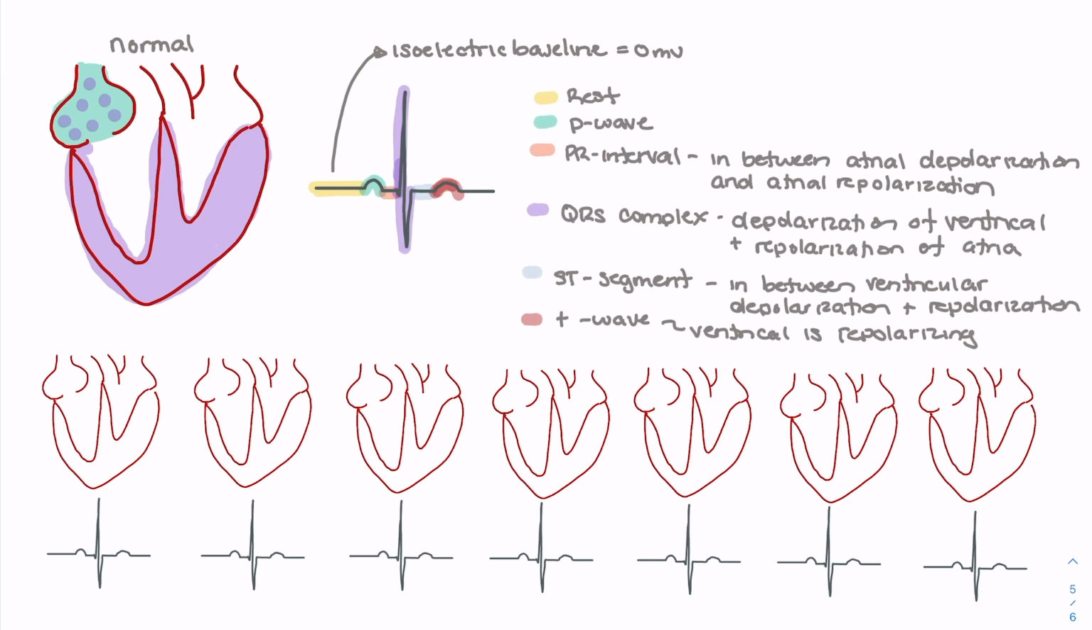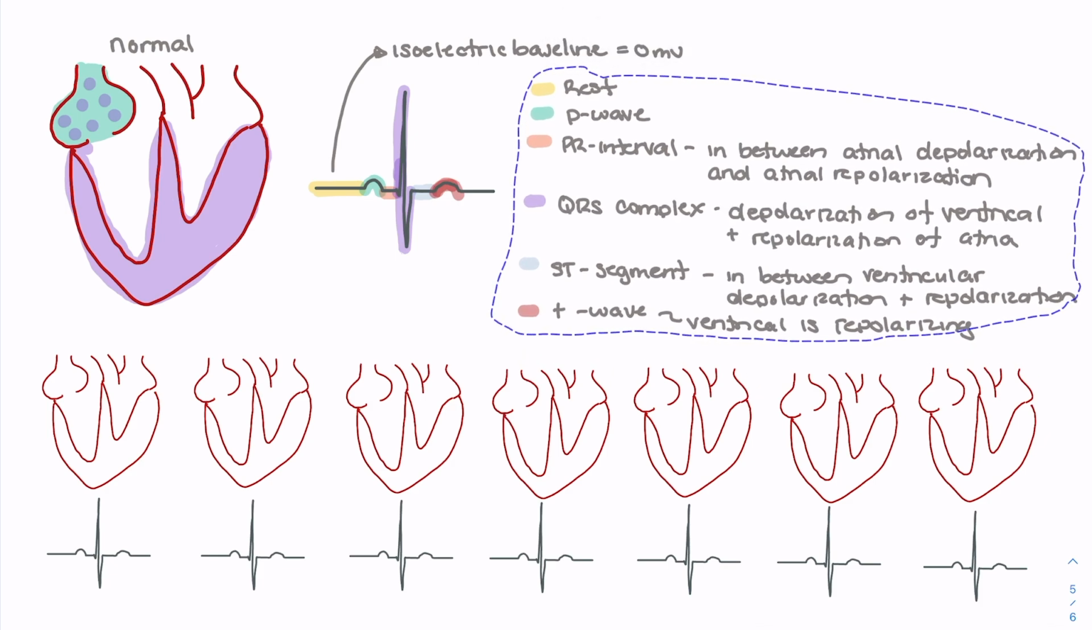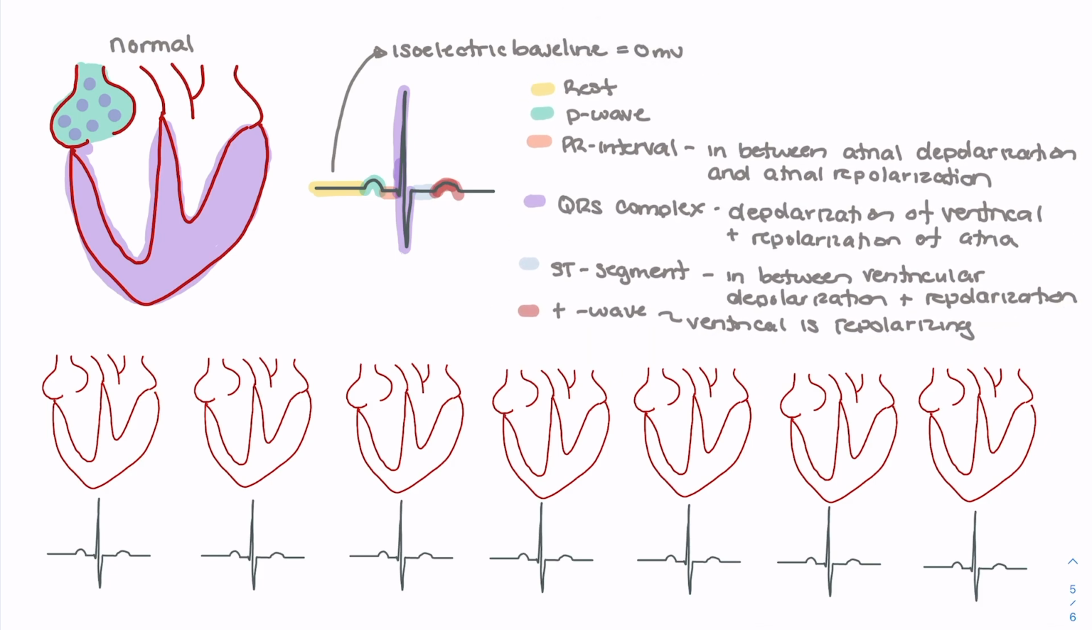So what we'll do is take a look at the things that we've talked about here in a more sequential way in order to see exactly what's happening. And this will set the stage for why we see ST segment elevation when there is a transmural infarction.